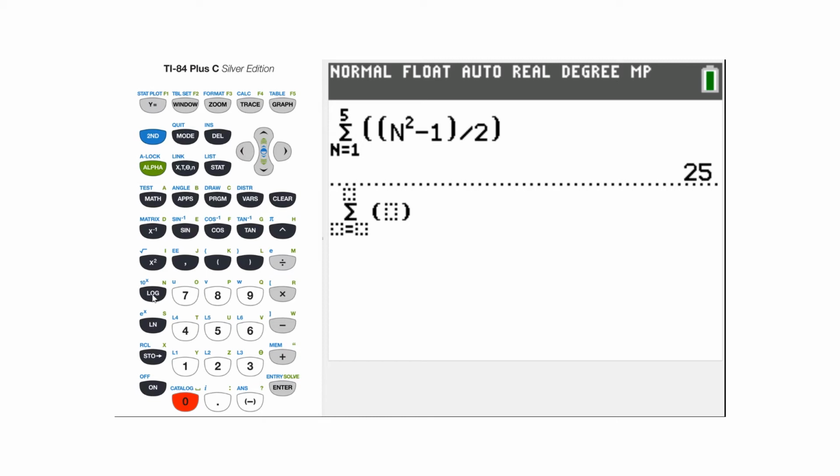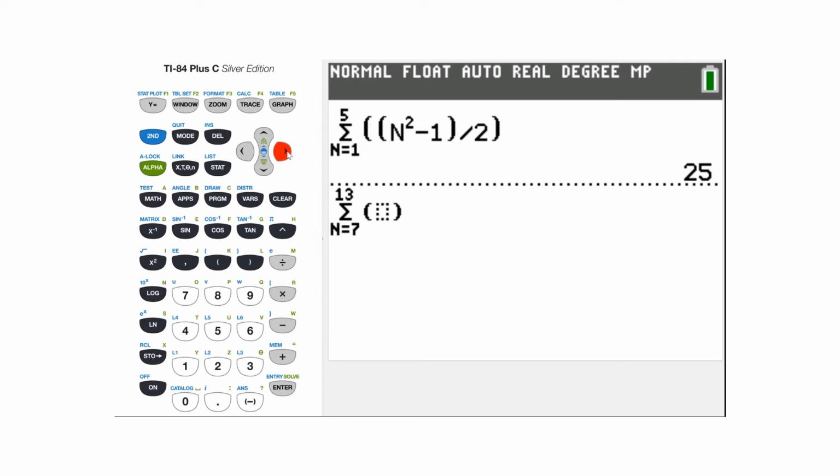So I'm just going to hit right at the log button, which right above that is n. And n is equal to 7. So we're starting with the 7th number in the sequence. And then we're going to go to the 13th number. So this is the sum of the 7th, 8th, 9th, 10th, 11th, 12th, and 13th number in the series.